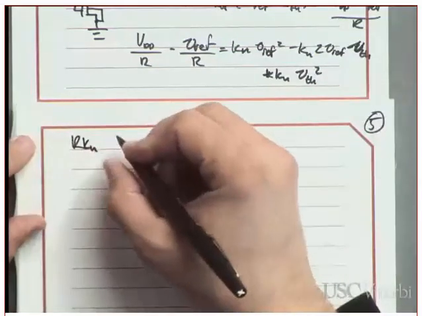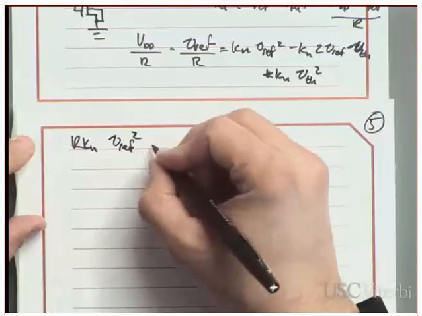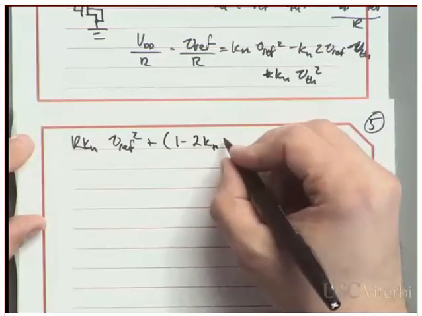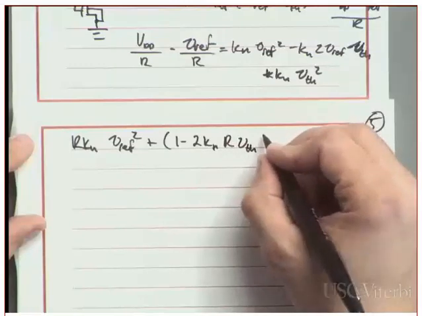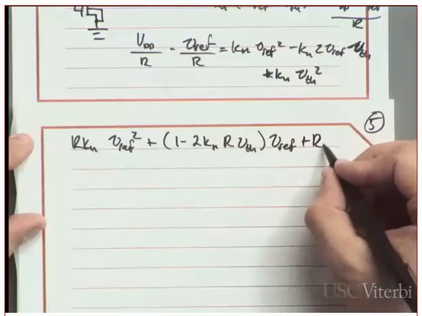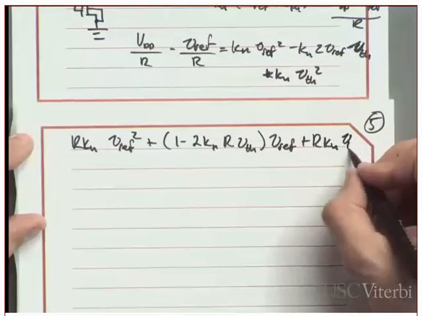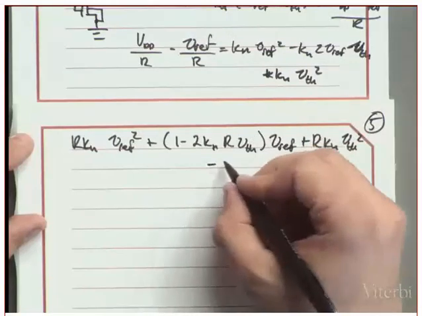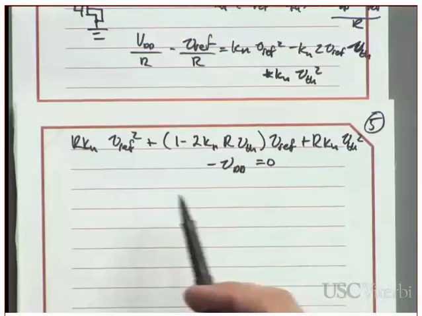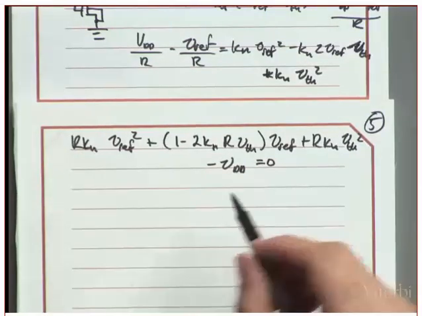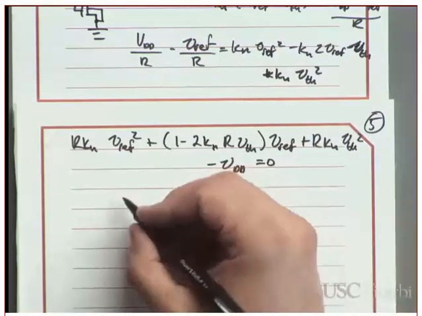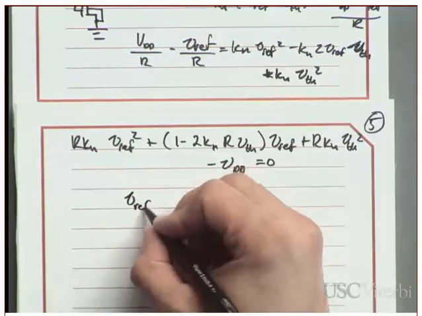So I have R, KN, VREF squared, KN, R, VTH, times VREF, and then plus R, KN, VTH squared, minus VDD, and that all equals zero. So I just gathered like terms. And then, of course, this is just a quadratic, so I can solve for VREF using the quadratic equation, or depending on how good your calculator is, just use your calculator.